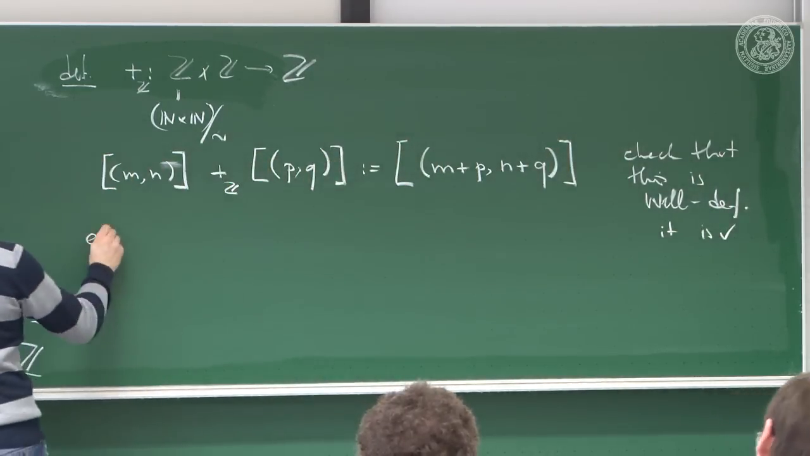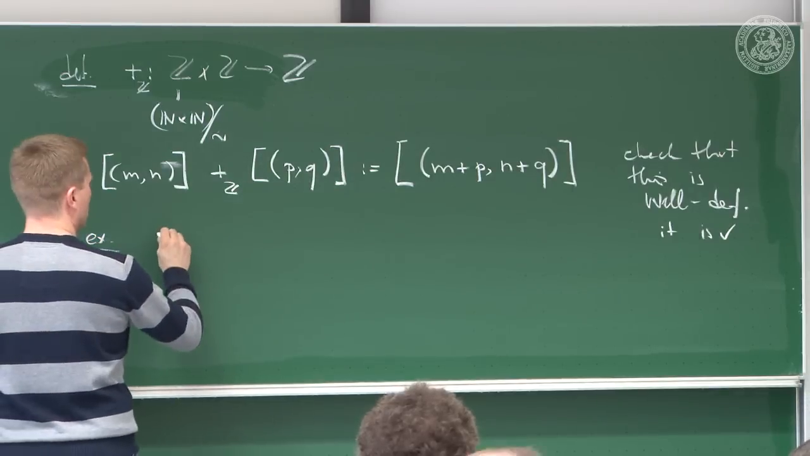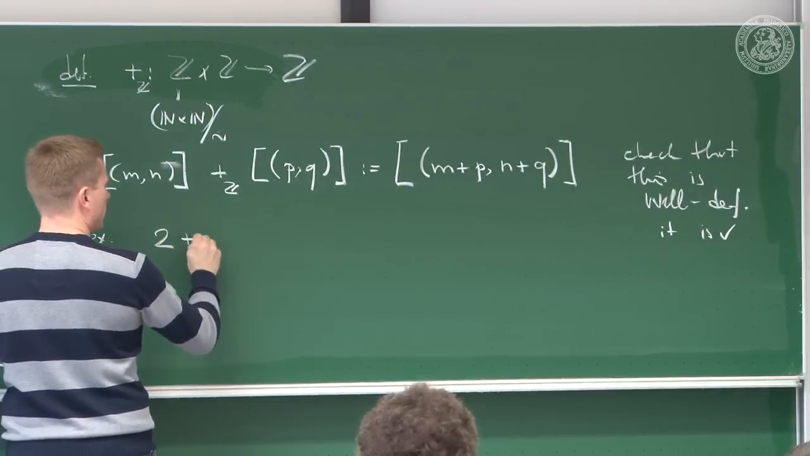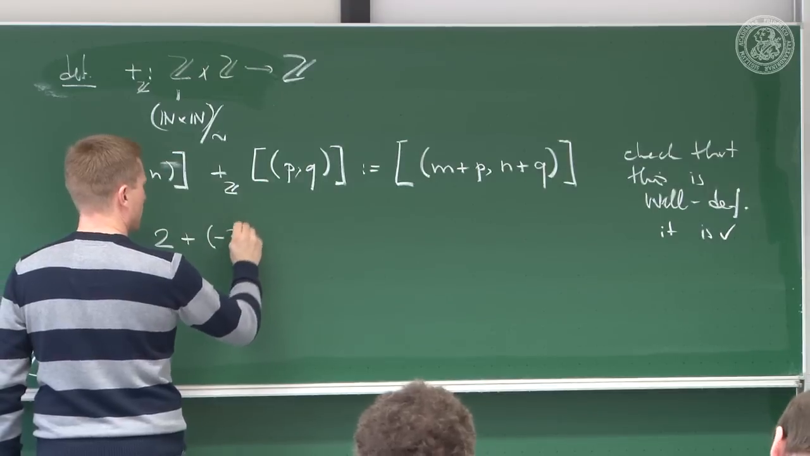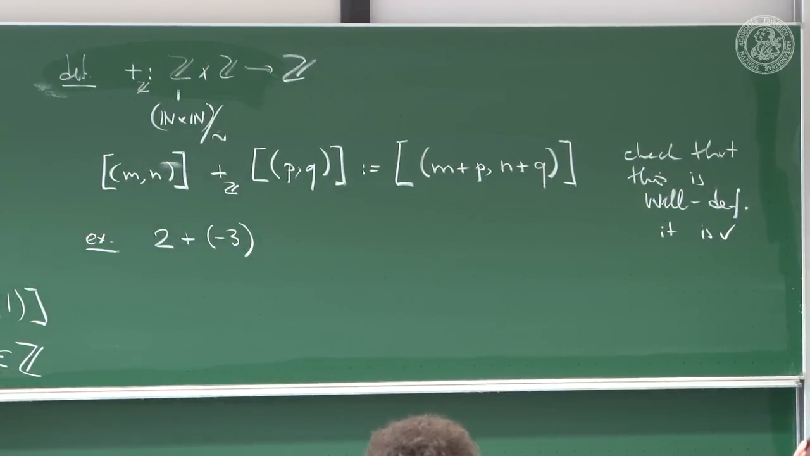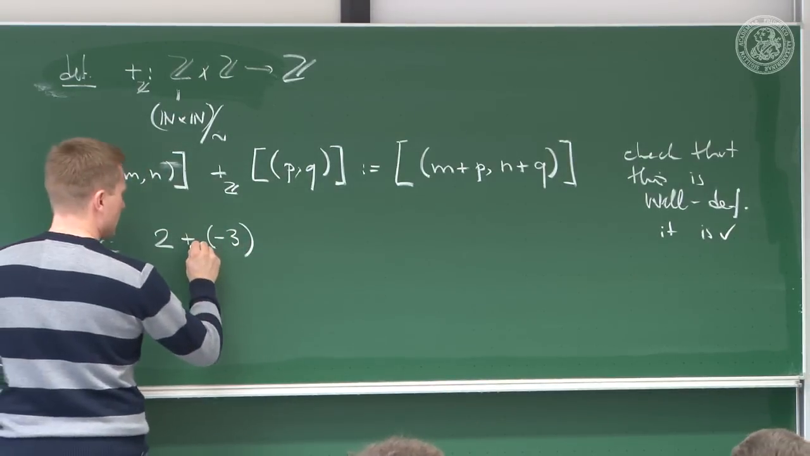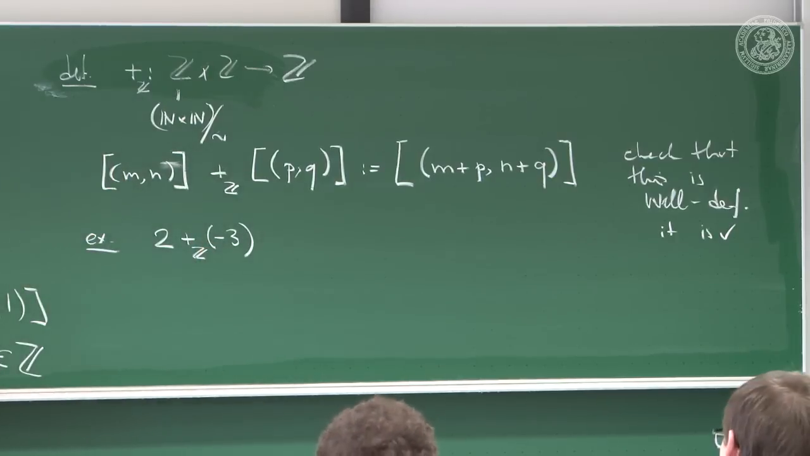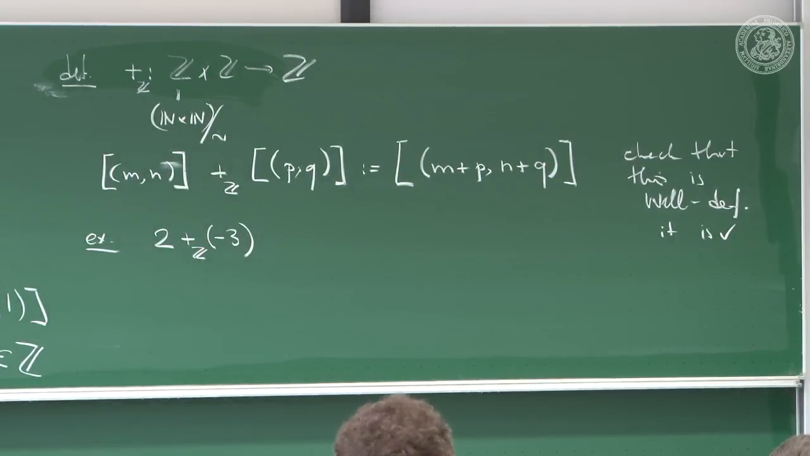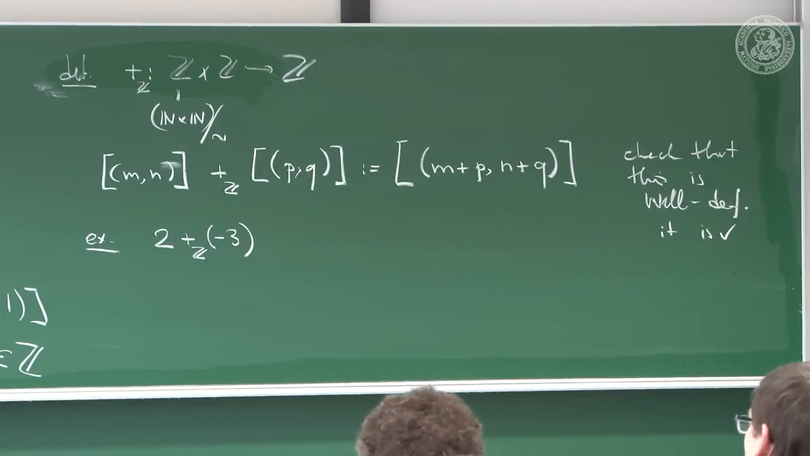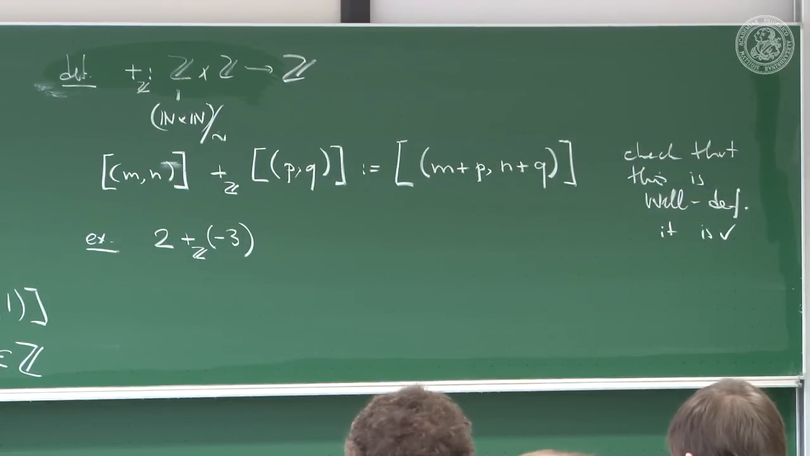And once we have that, we can write down the example. So let's take 2 plus minus 3. Well, obviously, this takes place in Z. So you see, every element of Z of this form I denote by its integer number.